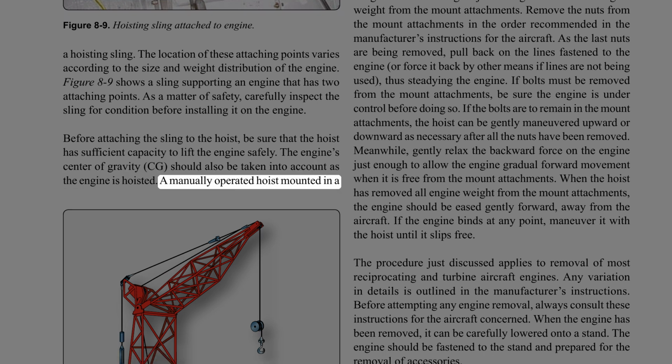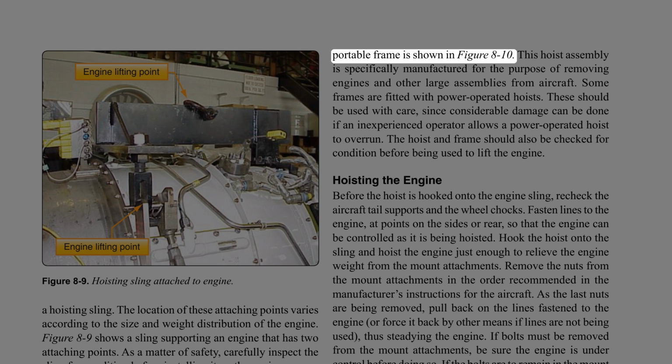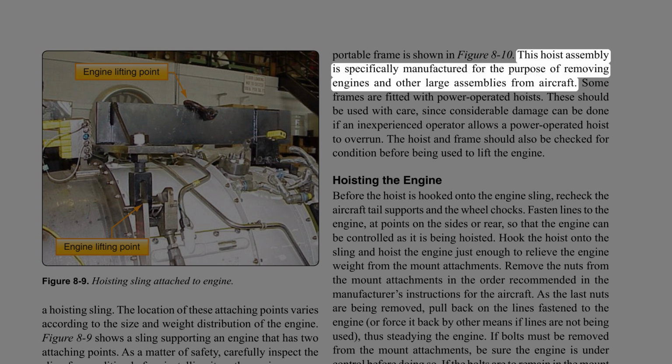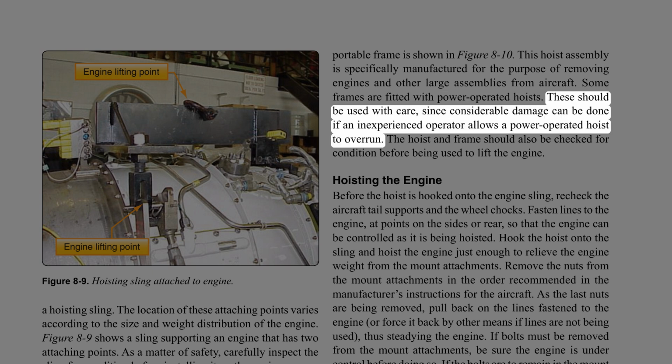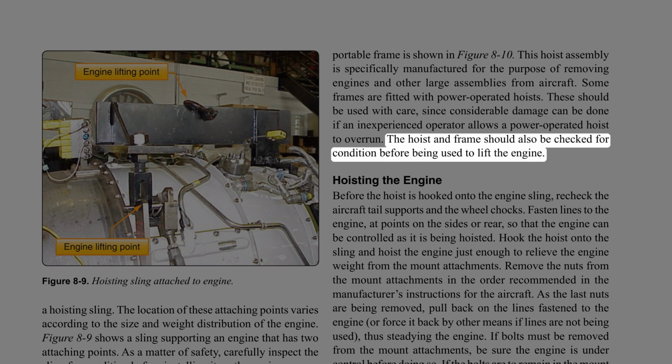A manually operated hoist mounted in a portable frame is shown in Figure 8-10. This hoist assembly is specifically manufactured for the purpose of removing engines and other large assemblies from aircraft. Some frames are fitted with power-operated hoists. These should be used with care, since considerable damage can be done if an inexperienced operator allows a power-operated hoist to overrun. The hoist and frame should also be checked for condition before being used to lift the engine.